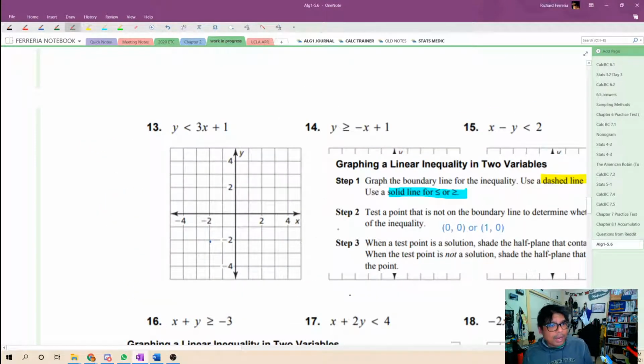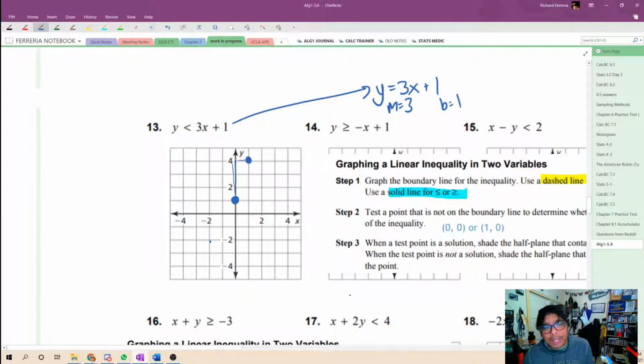Let's look at 13, and we're going to follow the same idea here. Firstly, we're going to graph the boundary line. I see this equation here, and I'm going to write down the line that goes with that. Basically, replace that inequality with an equal sign. So y equals 3x plus 1. This has a slope of 3 and a y-intercept of 1. Meaning, I put a point at the y-intercept of 1, and I use a slope of 3, which means I go up 3, over 1, and put another point.